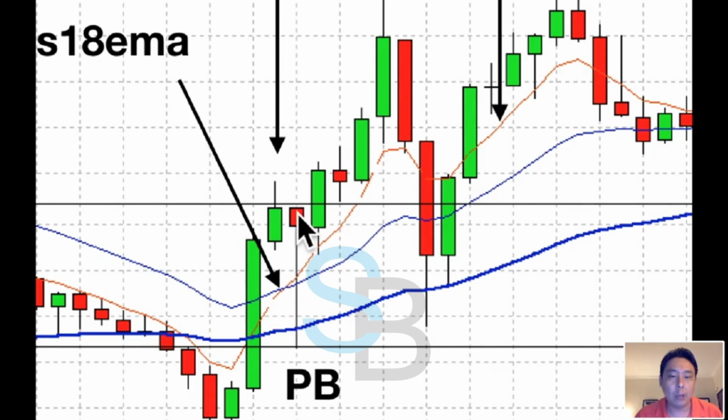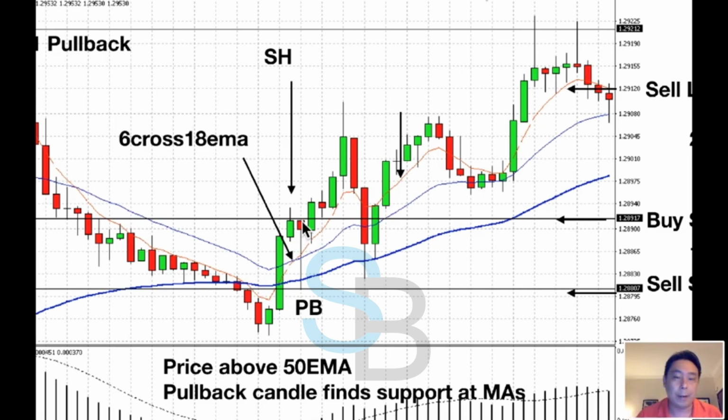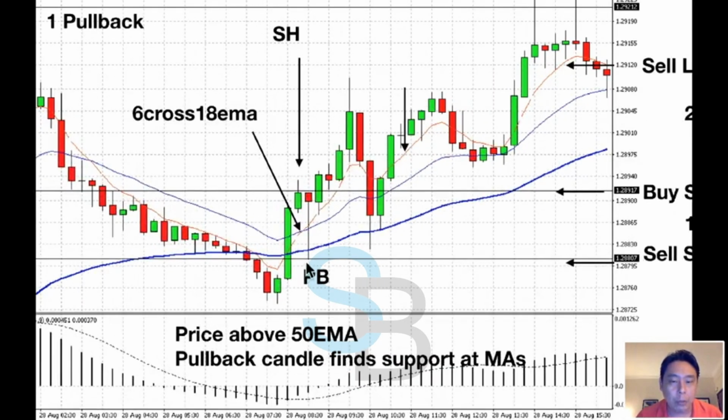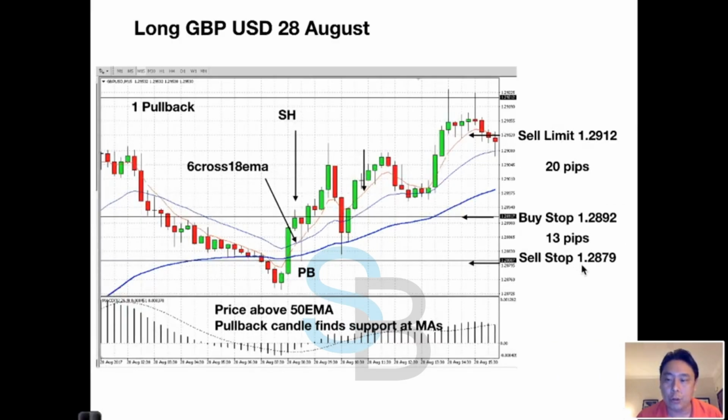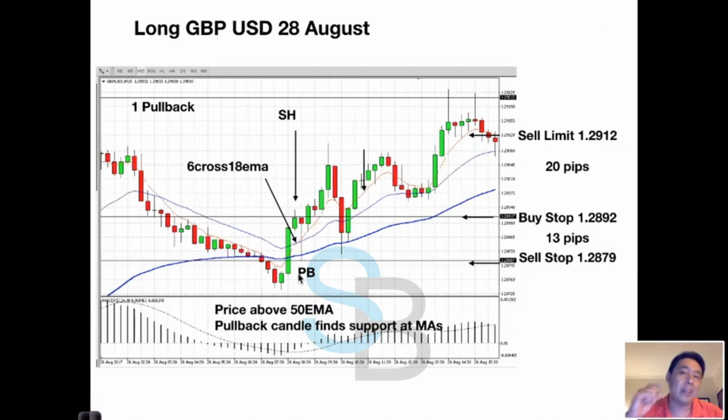The moment this candle closes, we've got a pullback, and we place our buy stop order just above the high of this candle. In this case, it will be at 2892. I'll then place the stop loss right below the low of this candle, which in this case would be 2879. So 2892 minus 2879 is 13 pips. My stop loss distance is 13 pips, or rather the 1R is 13 pips. Let me just write it out here.